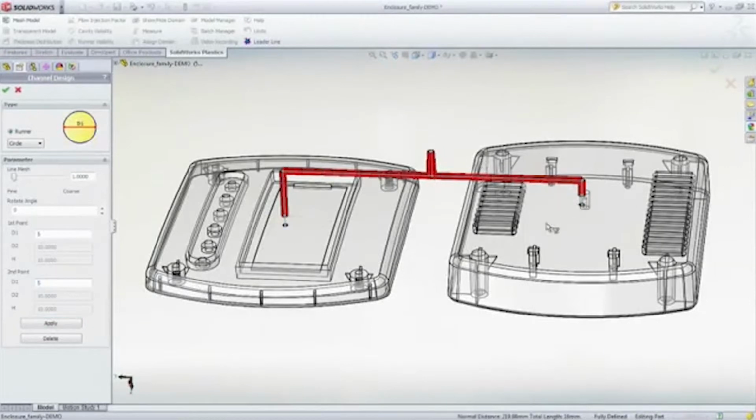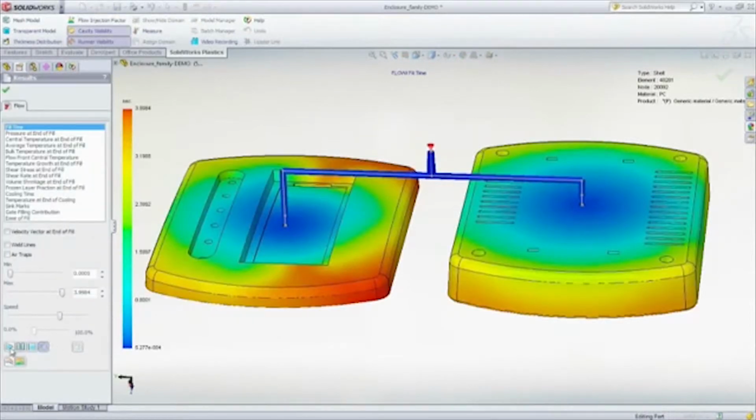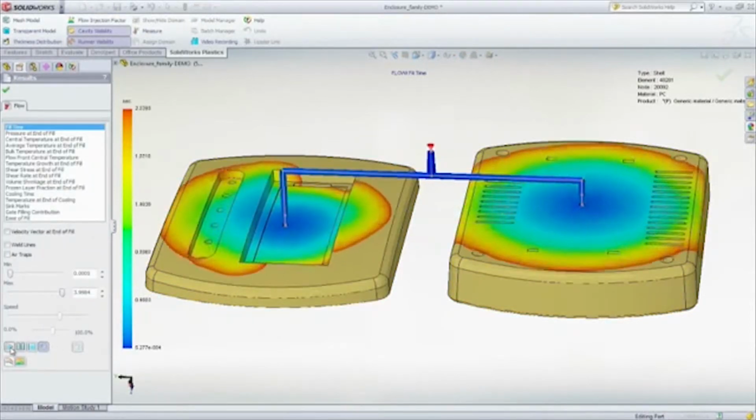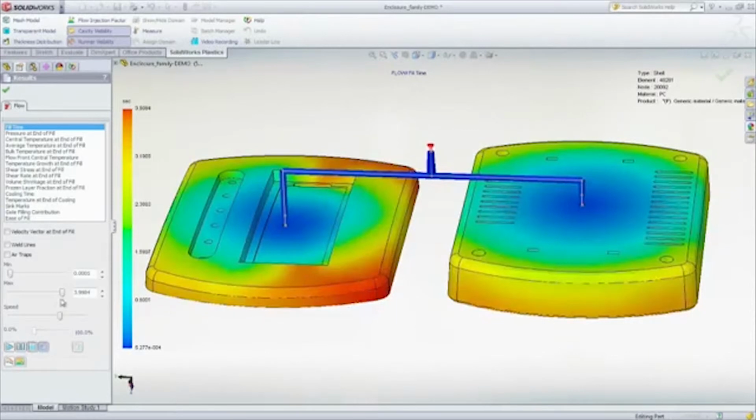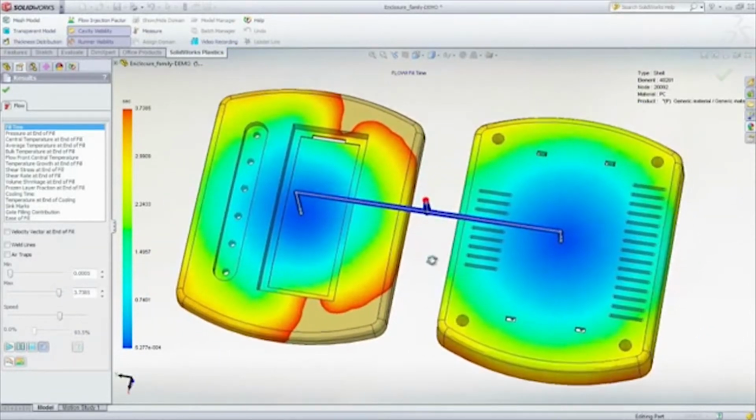However, an additional challenge is introduced because when you mold two or more parts of differing geometry in the same mold, your goal is to get all the mold cavities to fill at the same time. And this can be virtually impossible to achieve without the use of SolidWorks Plastics simulation.